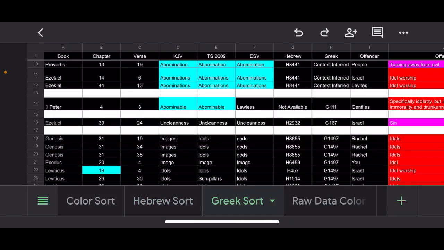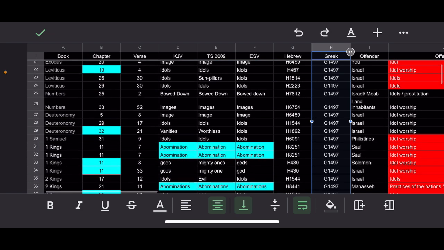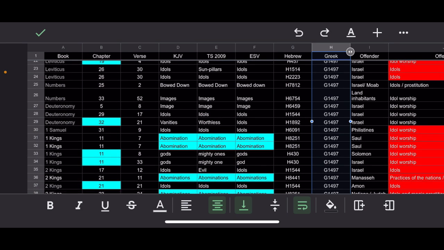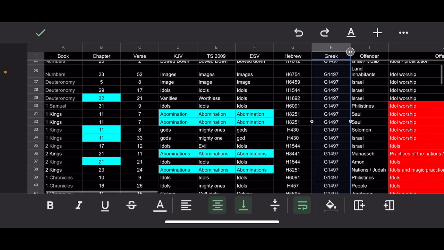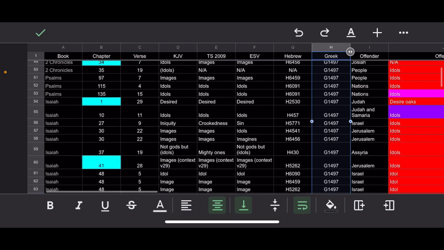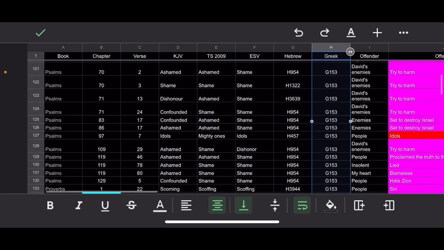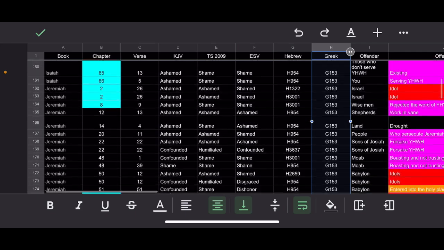Greek sort, same thing, it's just column H instead of column G that's sorted. You get words like G1497, and you see all the different Hebrew iterations that Greek word has associated with it. Just good crossover. We can get even deeper, G153, and so on.